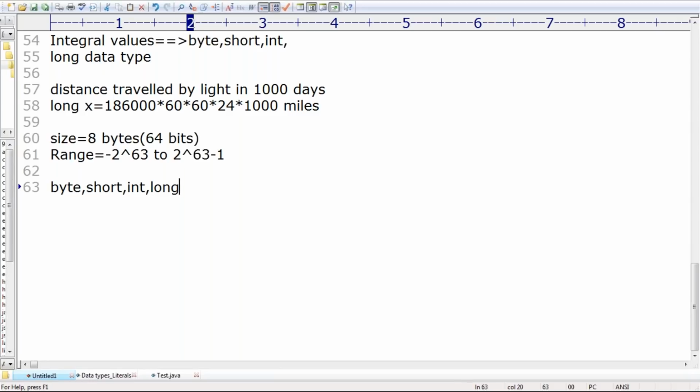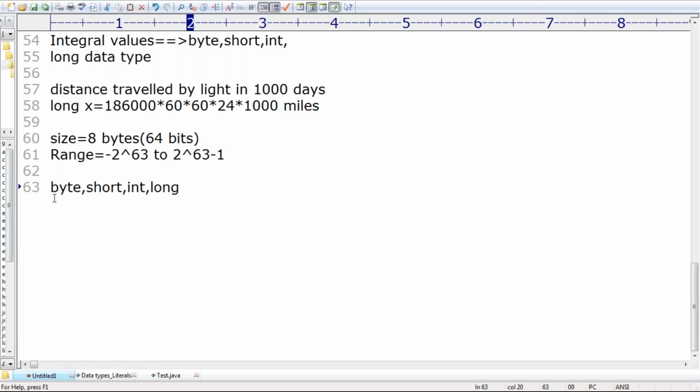But fortunately, all these can be used to represent integral values only. If you want to represent smaller values, byte; next smaller values, short; next, int; very big numbers, better to go for the long data type. That's all. This is what you should be aware of about integral data types. I'm not giving more explanation, because just having the basic idea is enough. I hope everyone is already aware.